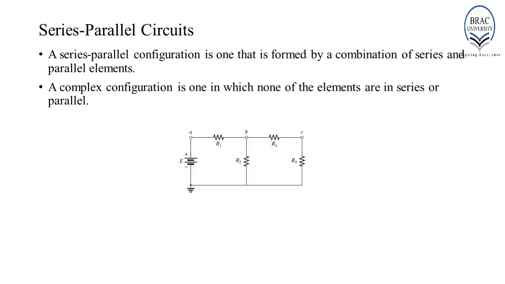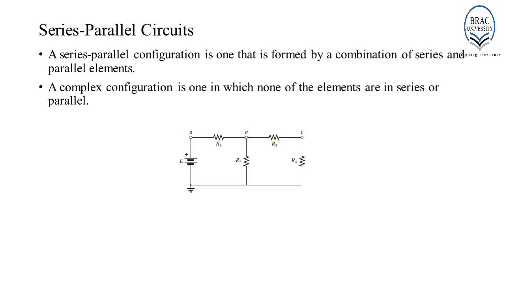An electric circuit or network can be classified as having two types of configuration. Number 1, a series parallel configuration. Number 2, a complex configuration. A series parallel configuration is one which is formed by a combination of series and parallel elements. Whereas a complex configuration is one in which none of the elements are connected either in series or in parallel.